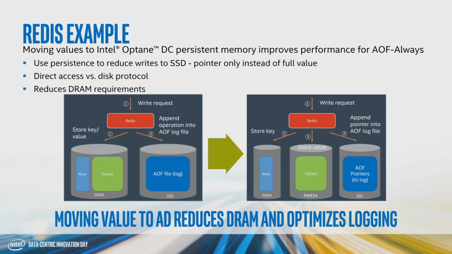The picture on the right, we've moved the values from DDR into persistent memory. This gives you larger capacity and better TCO. But the other thing that it does is, since you've got the values now persistent, you don't need to log the entire value. And in fact, all that needs to go into storage is the pointer to the log. So much smaller than the actual value. With that move, with not having to write the log to the drive with all the protocol overhead, we see a good performance advantage, and at the same time, you get better TCO because you've reduced the amount of DRAM needed.